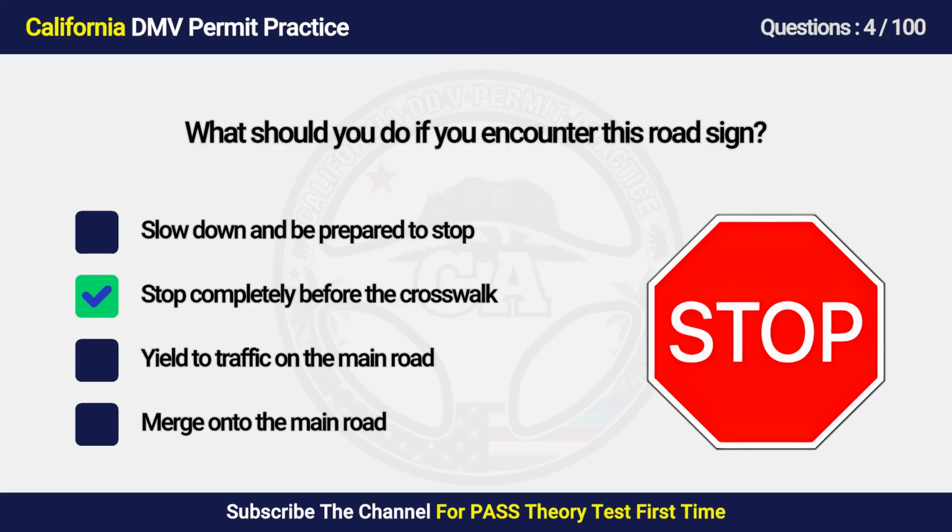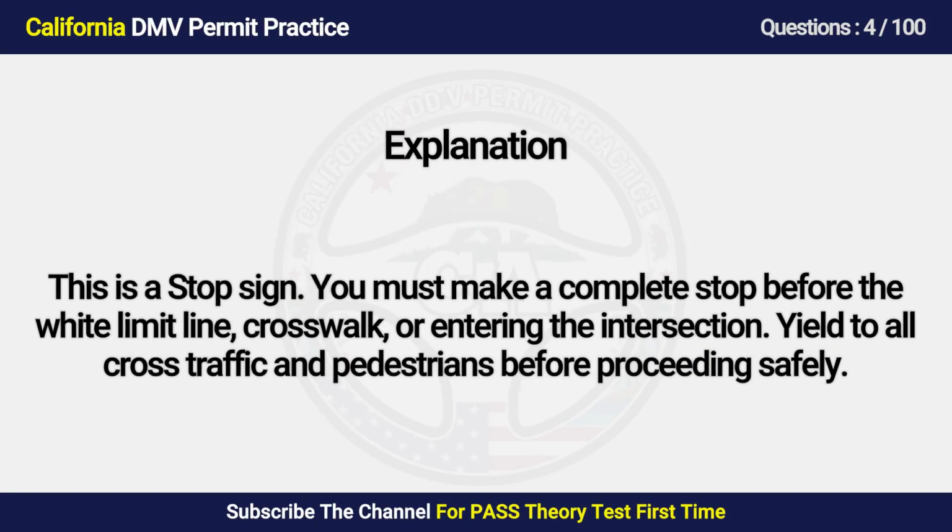Answer is B. Stop completely before the crosswalk. This is a stop sign. You must make a complete stop before the white limit line, crosswalk, or entering the intersection. Yield to all cross traffic and pedestrians before proceeding safely.